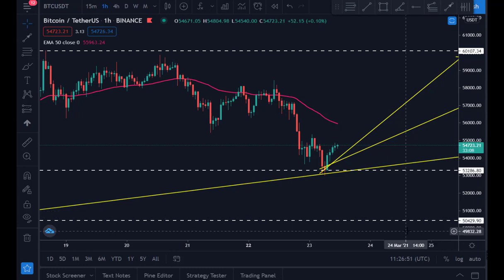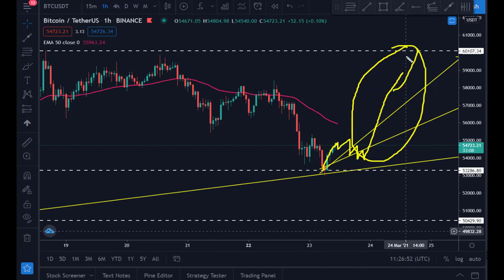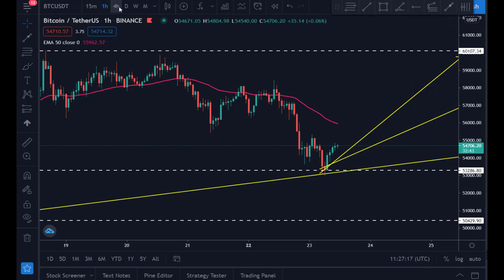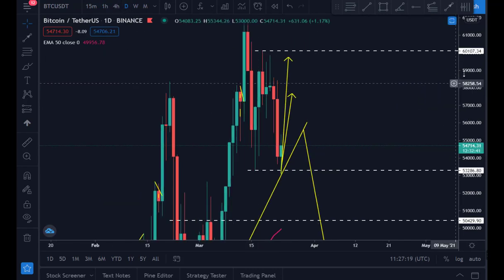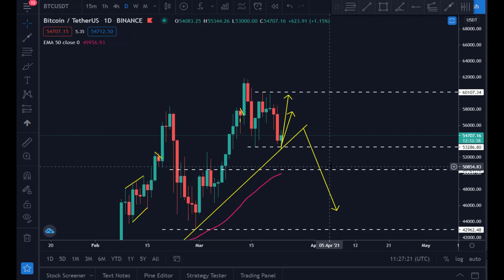So in a nutshell, concerning Bitcoin in 1 hour, it has gone up in an impulse. We are looking for a correction here for us to take the next trade. This correction will confirm that this next trade will be valid. So that's what we're waiting for. In daily, we are still waiting. That's the one we can see as confirmation.